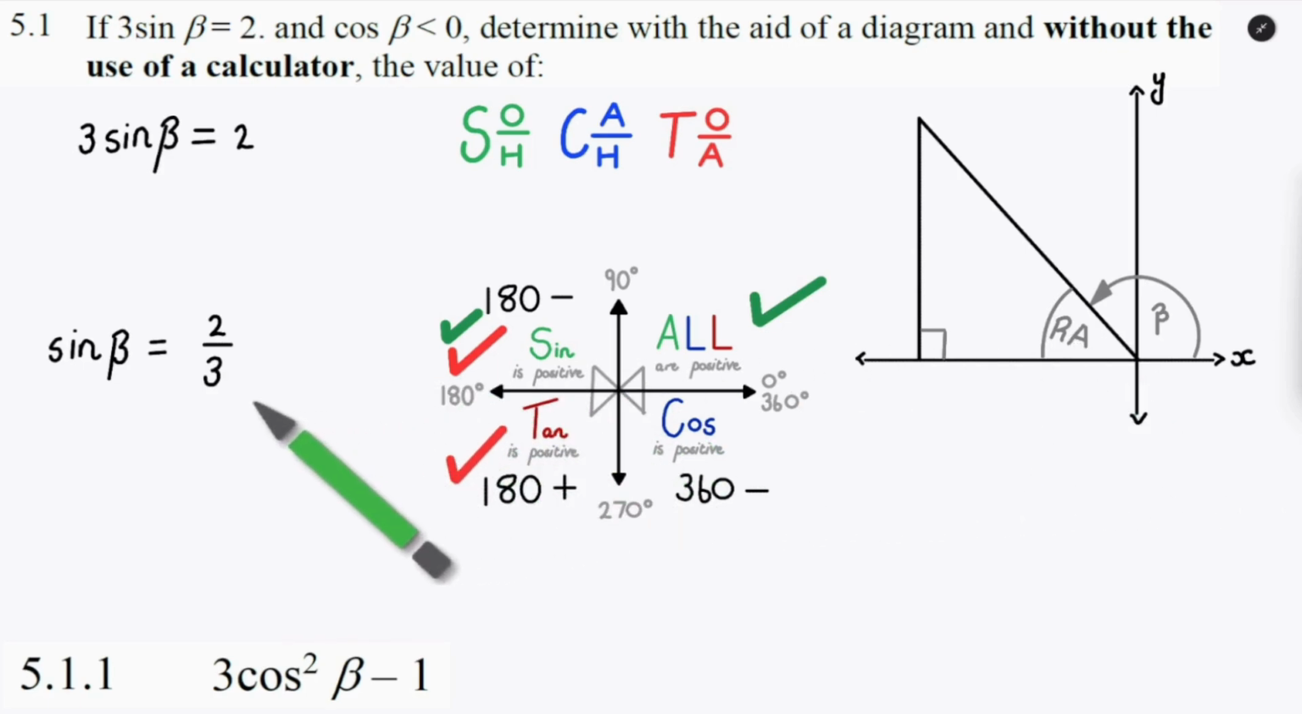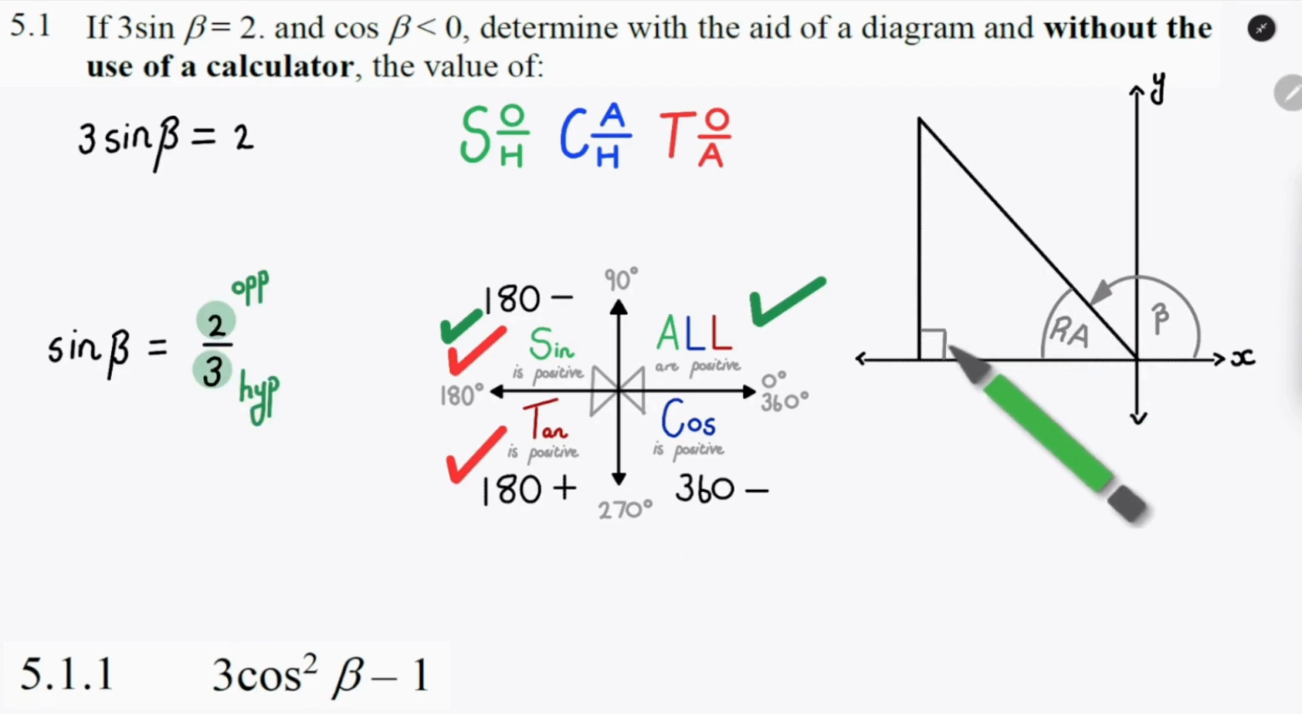And we come have a look over here, and according to SOH, this must be the opposite and this must be the hypotenuse. So we're going to fill it in on the sketch accordingly. The hypotenuse is opposite this 90-degree angle. It points at the hypotenuse. So we'll fill a 3 in there and 2 opposite the reference angle.